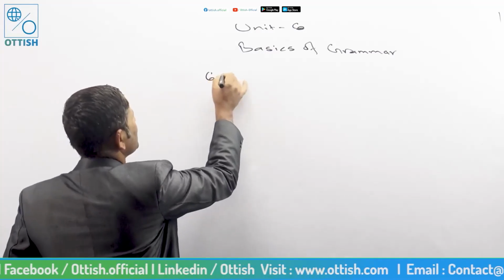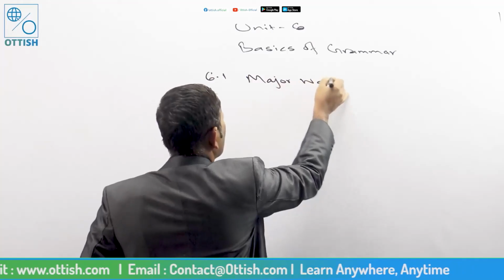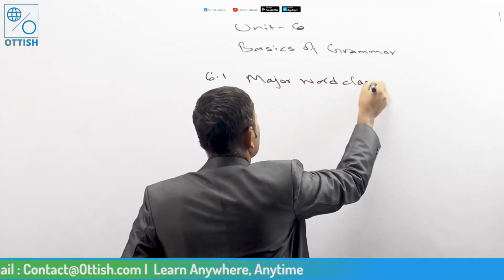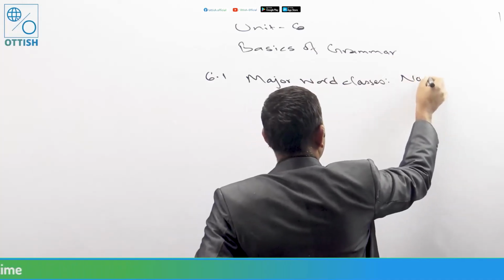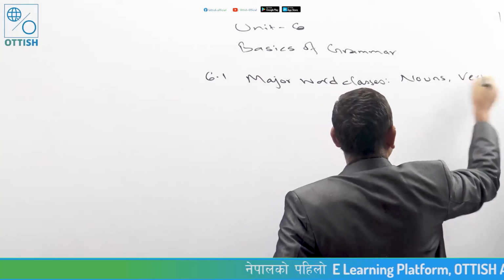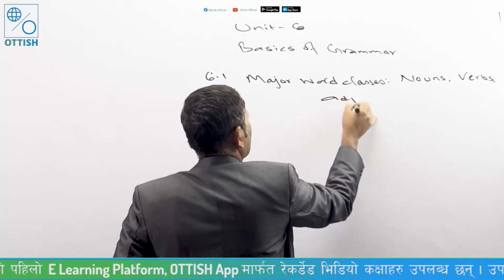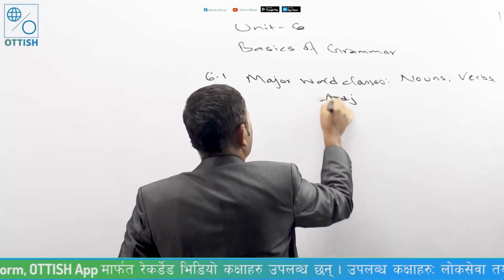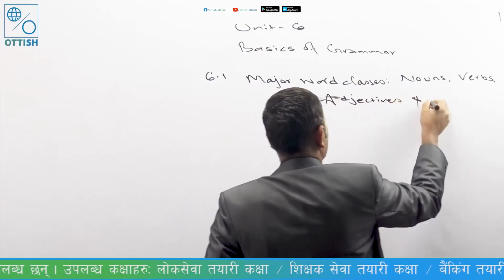So the first one is 6.1, major word classes. Four major word classes: nouns, then verbs, adjectives, and adverbs.